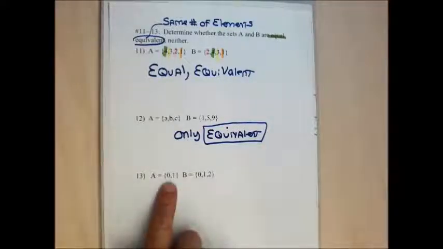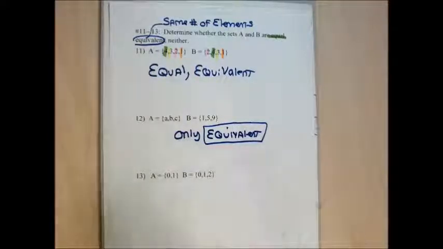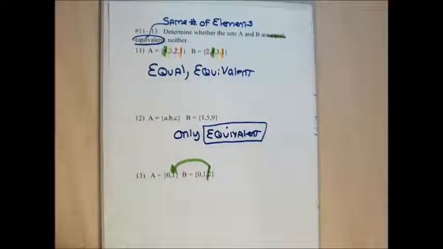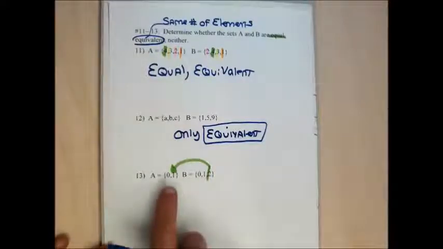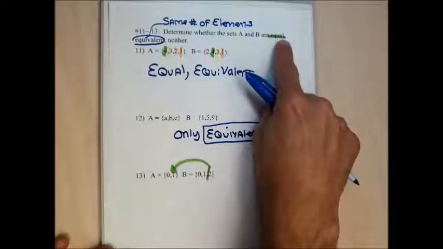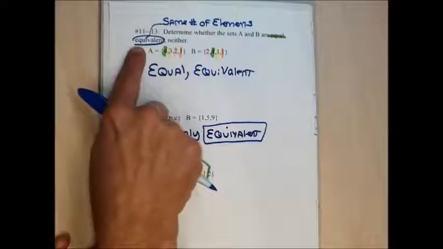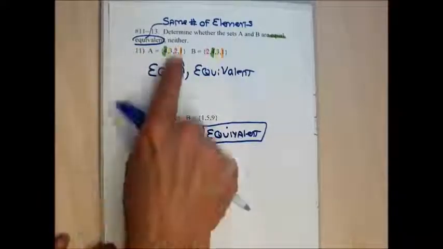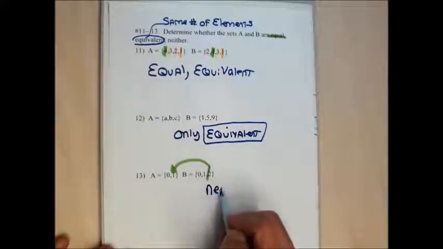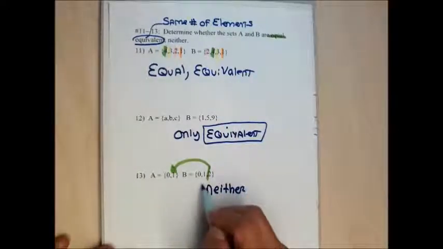And then for 13, they're not equal because B has a 2 in it, and there's no 2 in A, so they can't be equal, because to be equal, you have to have exactly the same elements. B can't have an element that A doesn't have for it to be equal, so they're not equal. And they're not equivalent because A has 2 elements and B has 3 elements. They don't have exactly the same elements, and they don't have the same number of elements. The answer to this must be they're neither equivalent nor equal. So my answer to 13 is going to be neither.